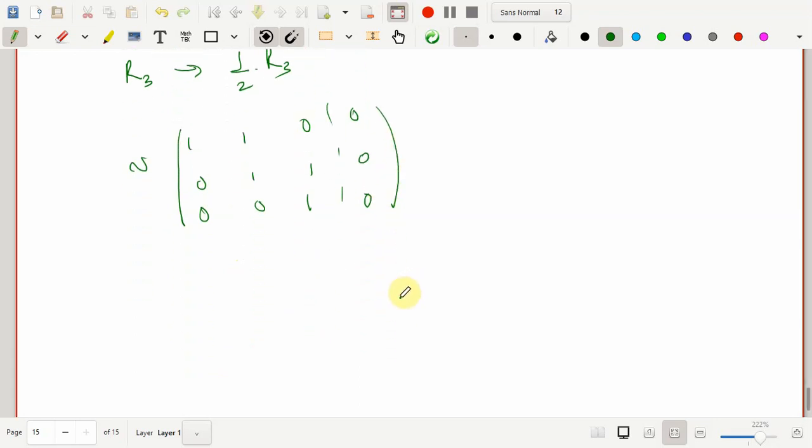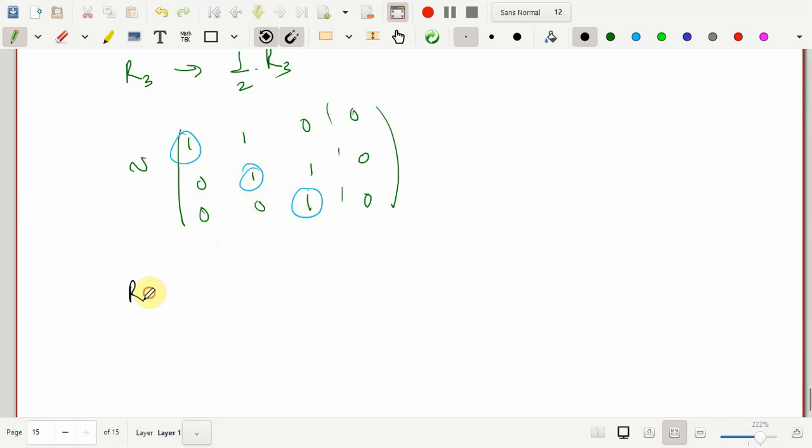Hence you can see that this is the required row echelon form, and it does not contain any free variable, because every column has a leading one. Therefore this system has only the trivial solution. In fact, if I write this in terms of the rank, the rank of the coefficient matrix should be the same as the number of variables, and that is true in this case.